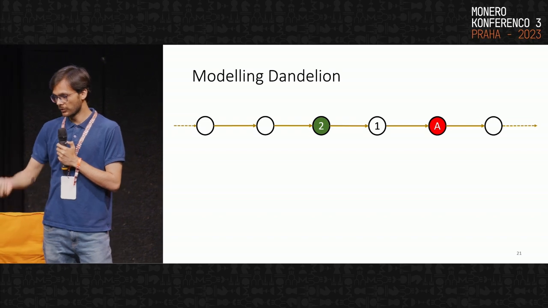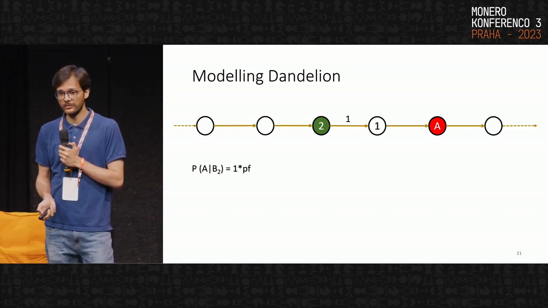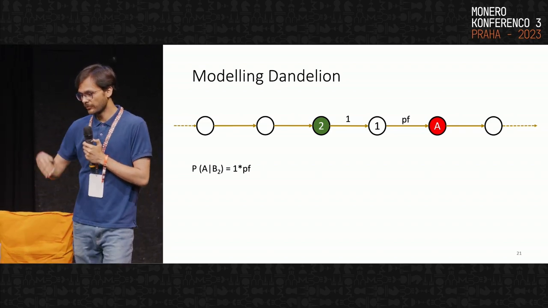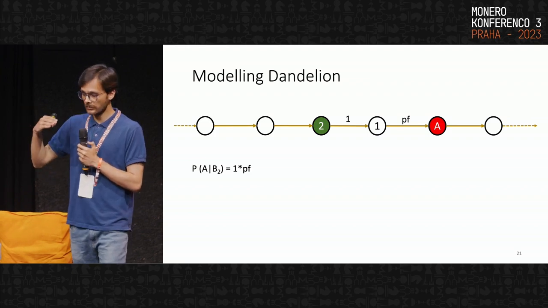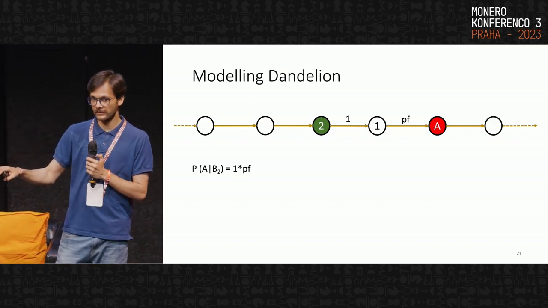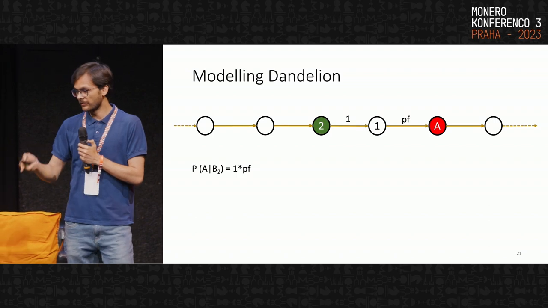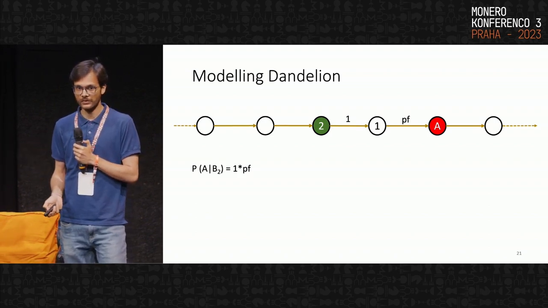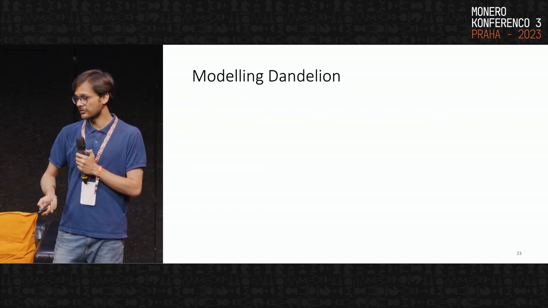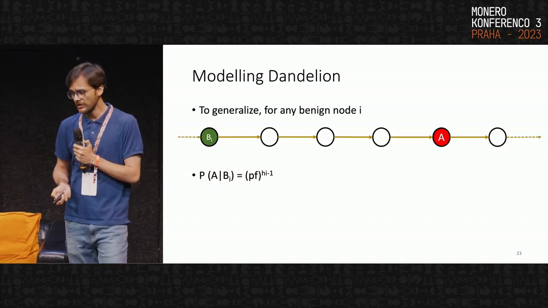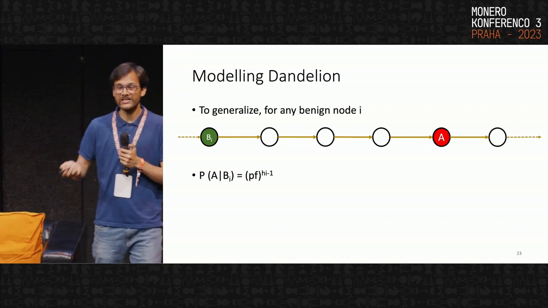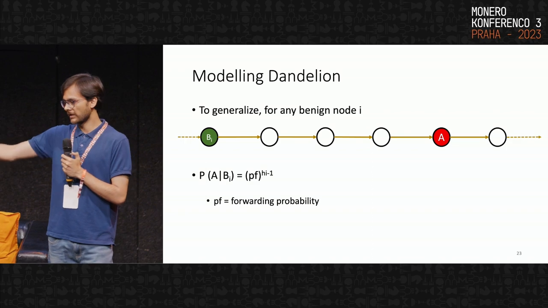Okay. What about node two? So for this, the probability can be calculated as one. That is, it will transfer all its transactions to its immediate node. But then from that point onwards, it will decide whether to forward it to node A or to diffuse in the network based on the probability known as PF, which is the forwarding probability. So in this case, it will be 1 into PF that the transaction reaches adversary node A. And similarly, if we look at 3, it will be 1 into PF into PF. And if we have to generalize for any given benign node in the network, we need to multiply PF Hi minus 1 number of times, where Hi is basically the number of hops between this benign node i and the adversary.